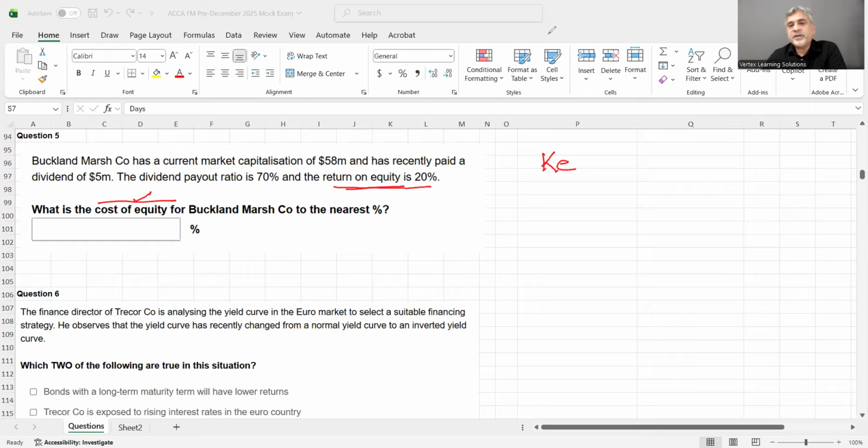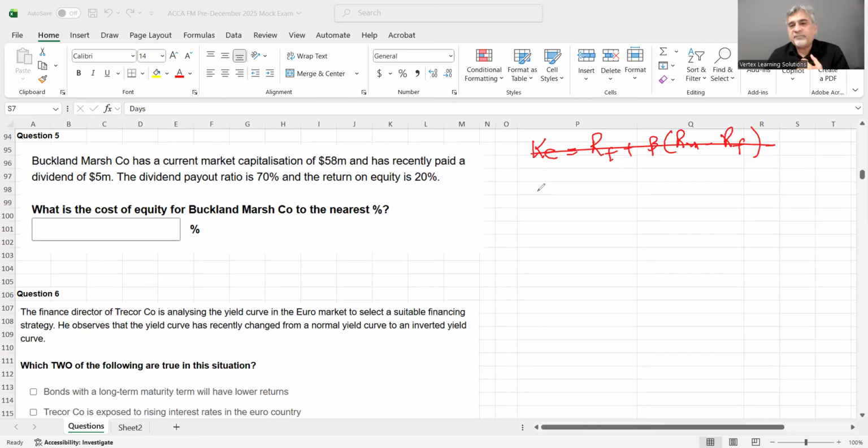And how do we calculate cost of equity? So for cost of equity, you have two formulas. One formula was the CAPM formula. You said RF plus beta into RM minus RF. Now, this is the first formula, straightforward. But for that purpose, you need beta, you need market return, you need risk-free rate. That kind of information is not given. So I cannot use this formula.